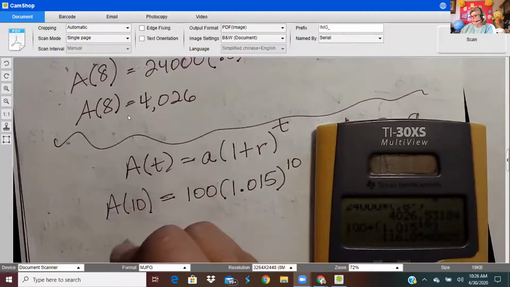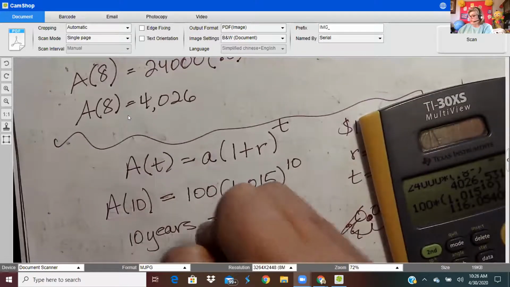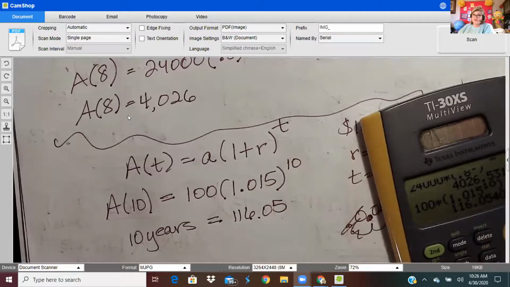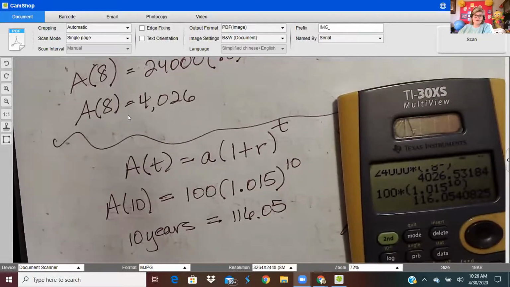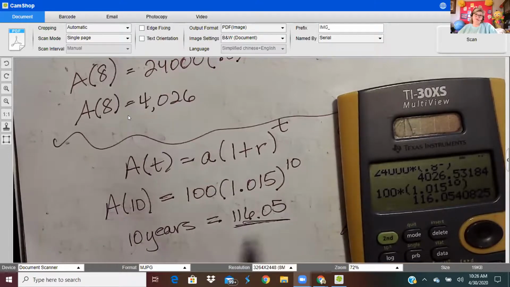So in 10 years, our $100 will be $116.05. So we've gained essentially $16.05 on this investment.